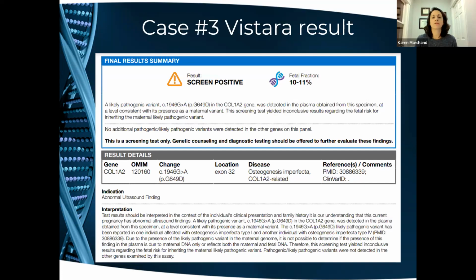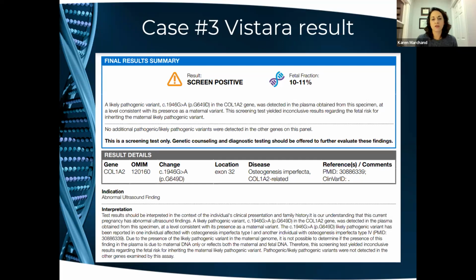So her Vistara result is also screen positive, but it's a different flavor of screen positive. So it's always important to read the fine print. In this case, a variant that's classified as a likely pathogenic variant. What that tells us is there's less data on this variant as compared to the other one.